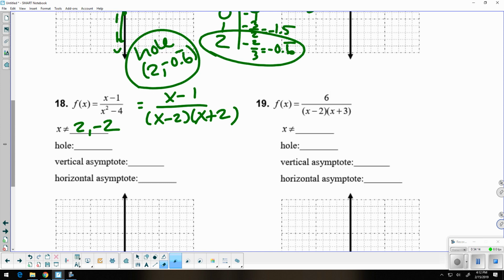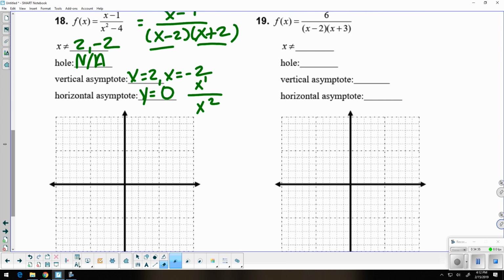Do we have a horizontal? So if we compare the degrees, x to the first over x squared, yes you do. It'd be at y equals 0. Is there a hole? No, there's not. Nothing cancels, right? But you have 2, yes, you heard it right, you have 2 vertical asymptotes at x equals 2 and x equals negative 2. What does this look like? Well, the horizontal again is at 0. So that's just the x-axis. And then we have 2 verticals at negative 2 and also at positive 2.